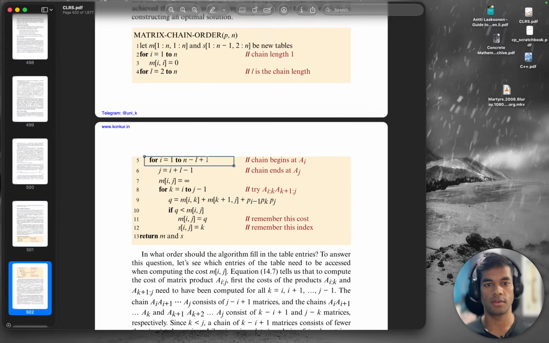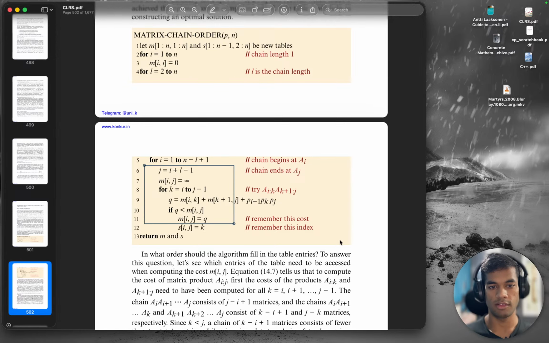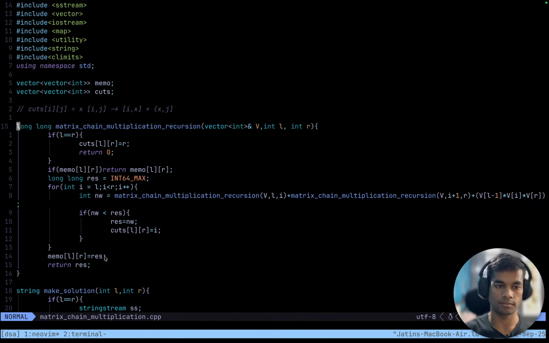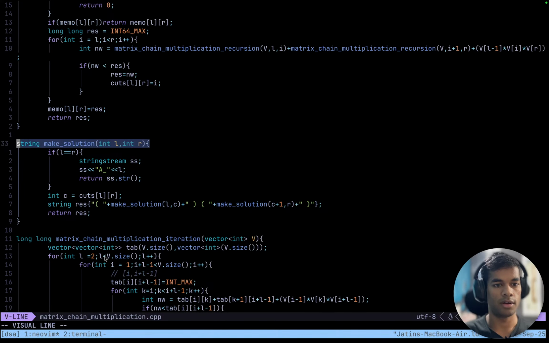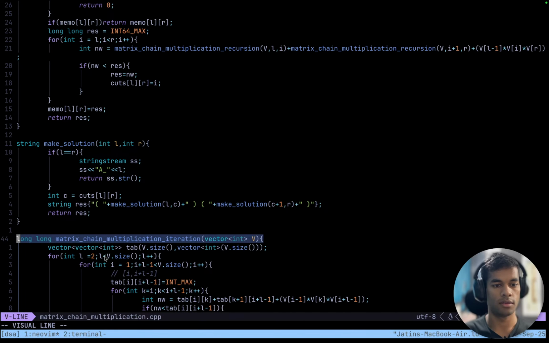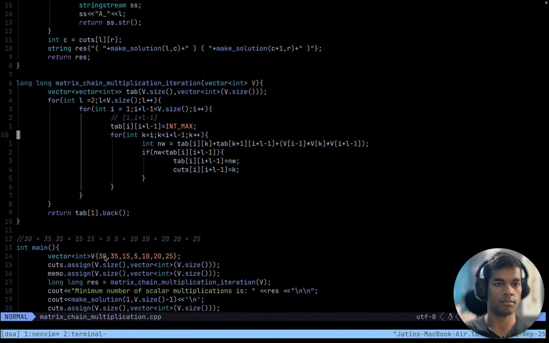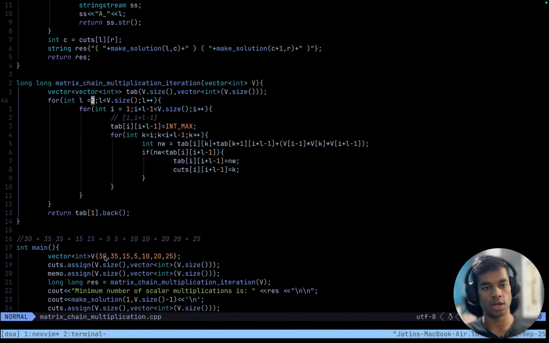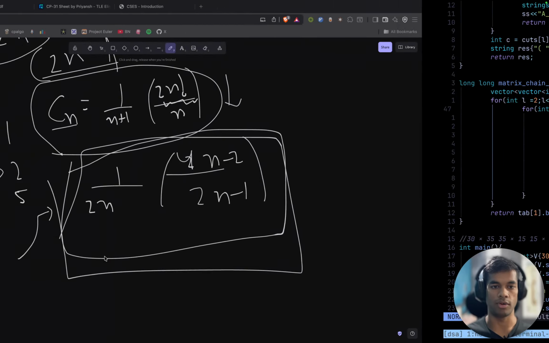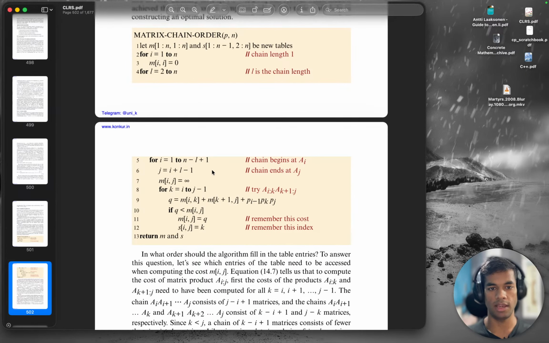Can I make some changes here? Is this okay? Yep, this is exactly the same code which I have written in this part here. Length is going from 2 till the end, and internally i goes from 1 till n minus l plus 1, with j being i plus l minus 1. And I think that is what they have written. Yep, i plus l minus 1.